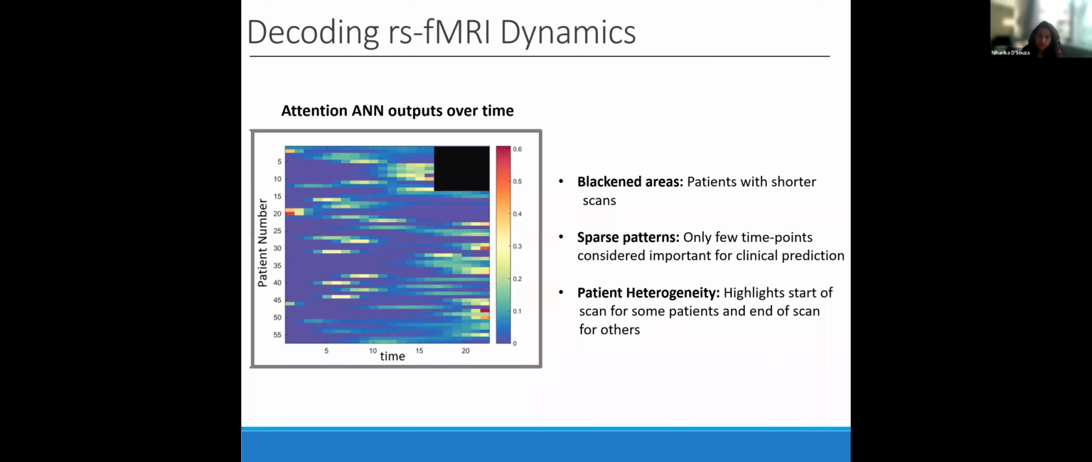First, we note that the learned patterns concentrate on specific areas of the scan and tend to be sparse. They highlight the start of the scan for some patients, while focusing on the end or middle of the scan for others. This alludes to insights on the underlying patient heterogeneity.